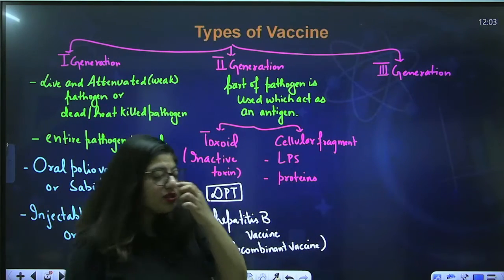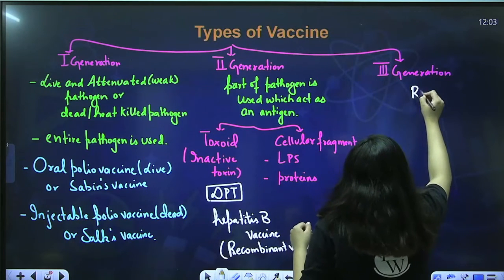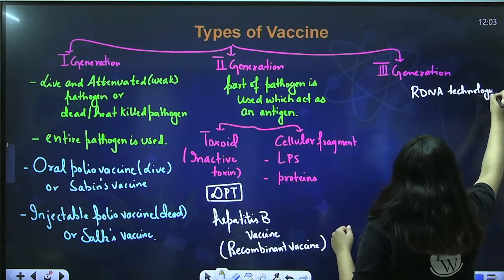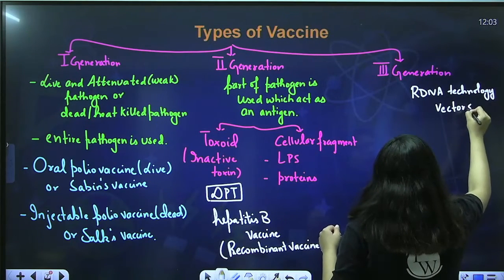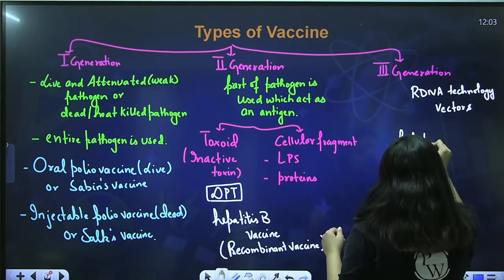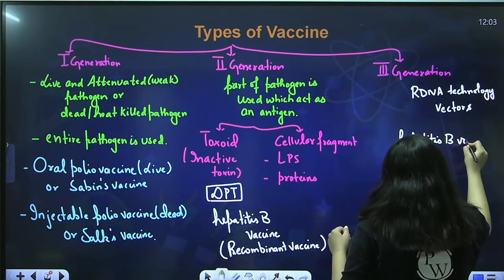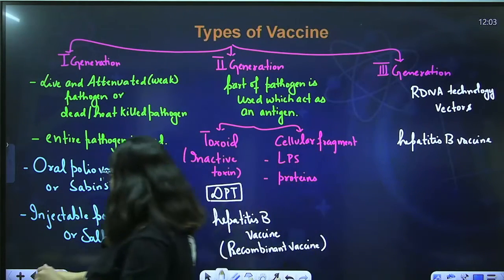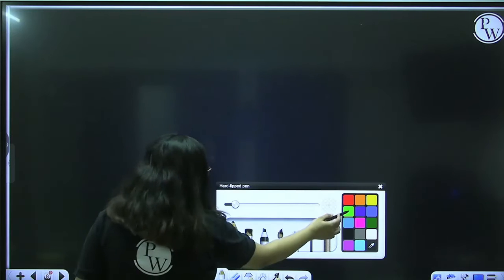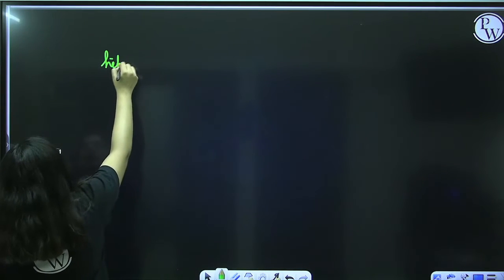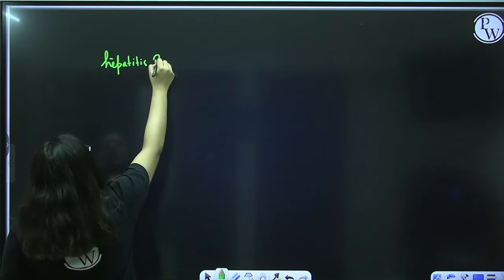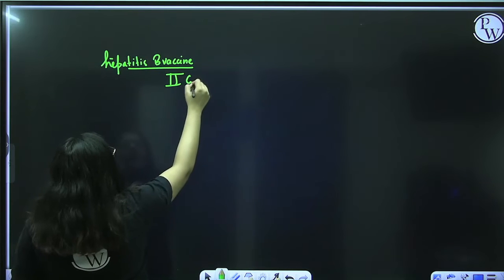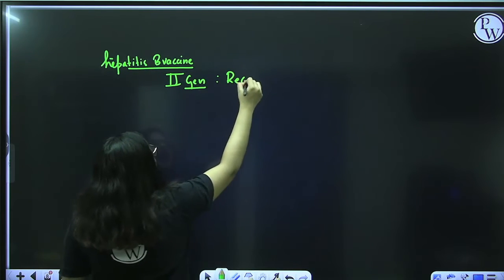In third generation, we use rDNA technology. We use vectors to make the vaccine. Example, hepatitis B. Now ma'am, how is it in both the second and third generation? Let me explain. We make the hepatitis vaccine in 2 ways. One is the way which we are using nowadays, which is second generation, but yes, that is a recombinant vaccine, and we are using rDNA technology.